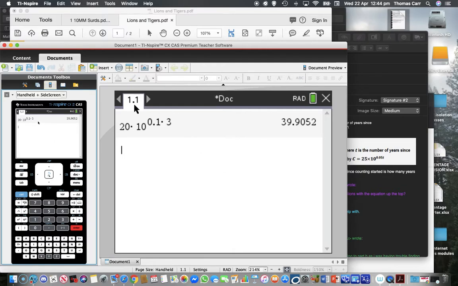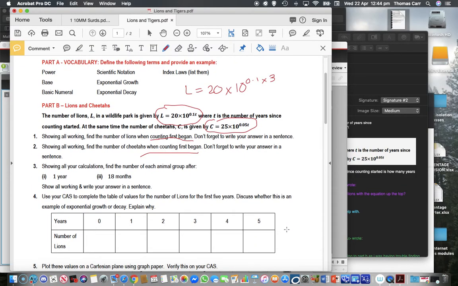This was the formula for the number of lions in the park after the certain number of years. I've just figured out that after 3 years there should be, round that off, 40 lions. So if I go back to here, this is the kind of answer that I should be having in here. I've just figured out the number of lions after 3 years. So what you have to do to fill out this table is go back to this formula, type it into your calculator with a t-value of 0 and see what the answer is.